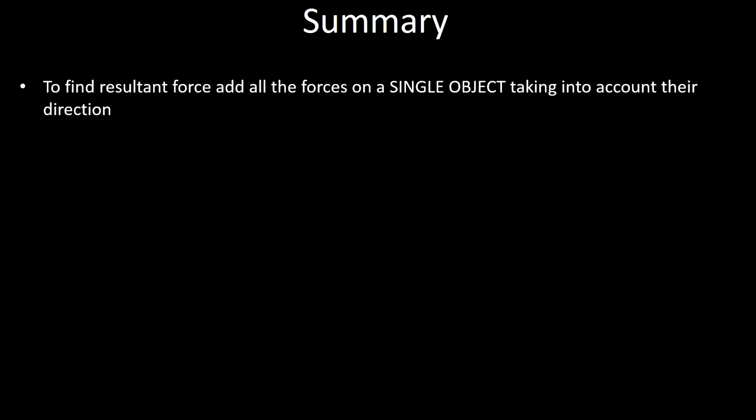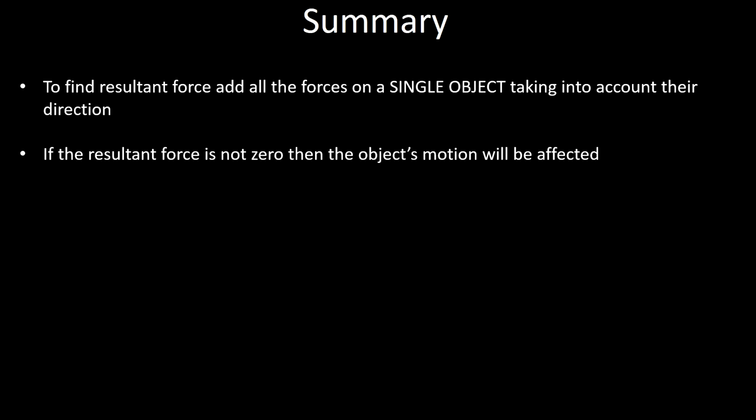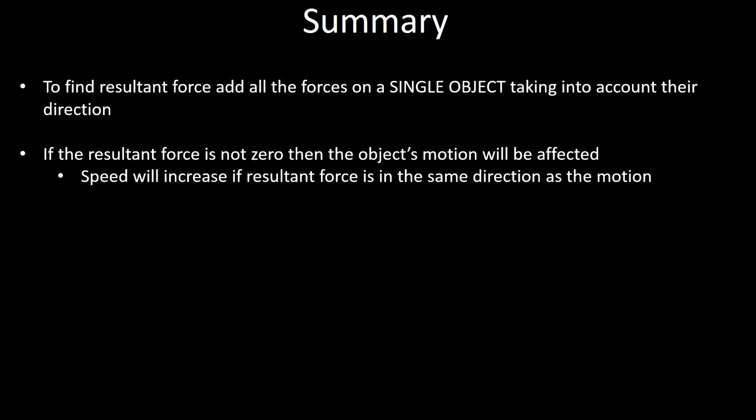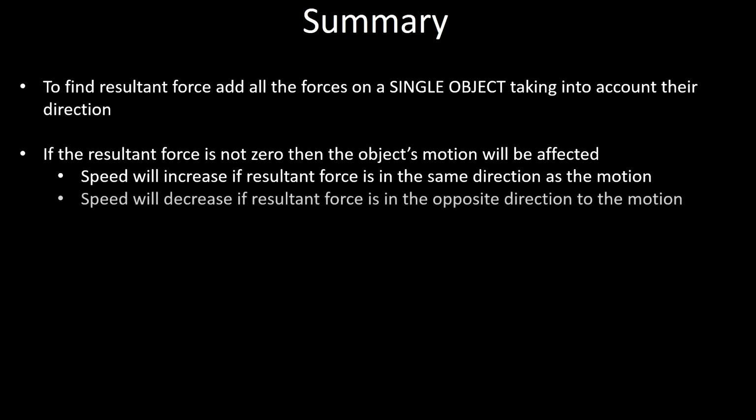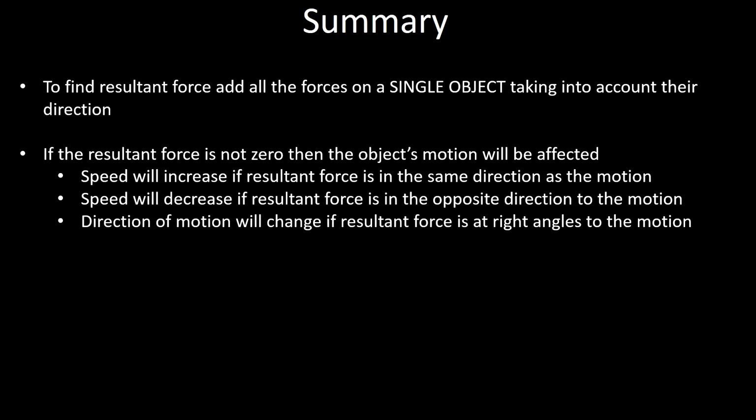Okay, so to summarise then really quickly, to find the resultant force, add all the forces on a single object, take into account the direction. You mustn't start adding forces that are acting on different objects. That will give you a wrong answer. If the resultant force is not zero, then the object's motion will be affected. Speed will increase if resultant force is in the same direction as the motion. It will decrease if resultant force is in the opposite direction to the motion. And the direction will change if the resultant force is at right angles to the motion.